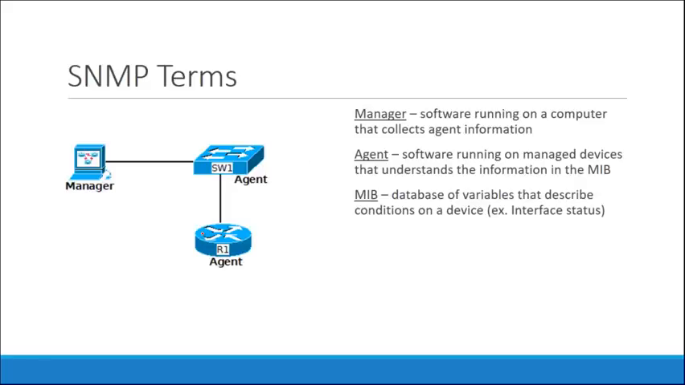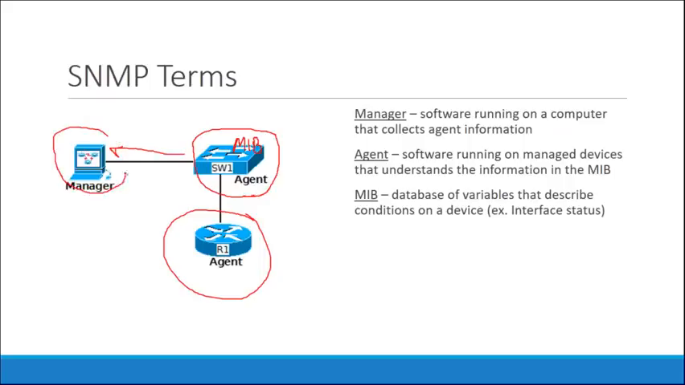So if we look at our topology here, we have our two agents. Router 1 and switch 1 are our agents. Actually, I shouldn't say that. Router 1 and switch 1 are our managed devices. On those devices is our agent software that's running. And in there is going to be our MIBs, or our Management Information Base, our database of variables that can be collected about these devices. And then that information can be sent to our manager, who is software that will be running on a computer that will collect that information.